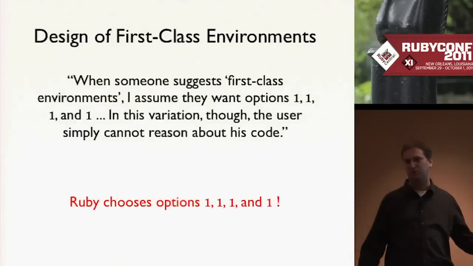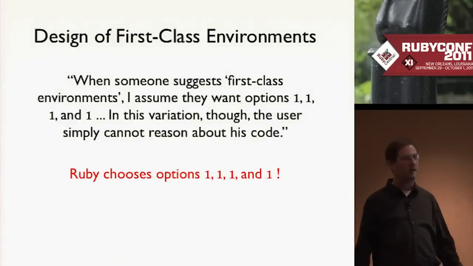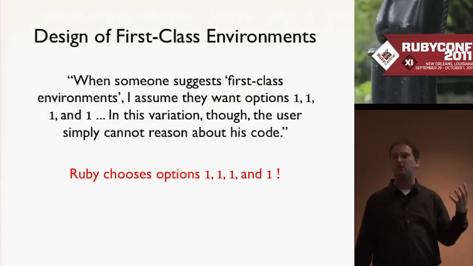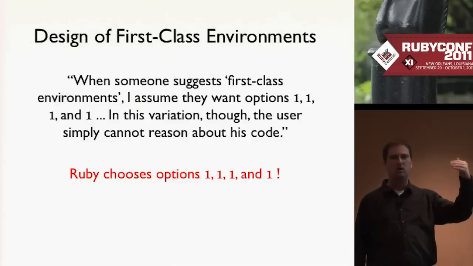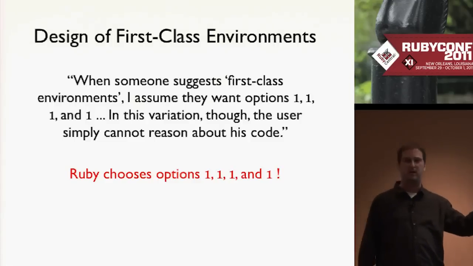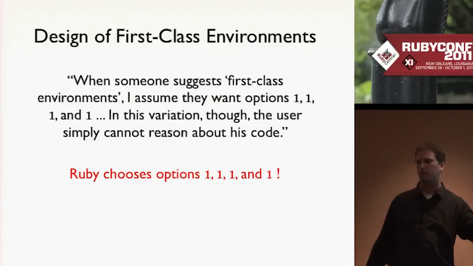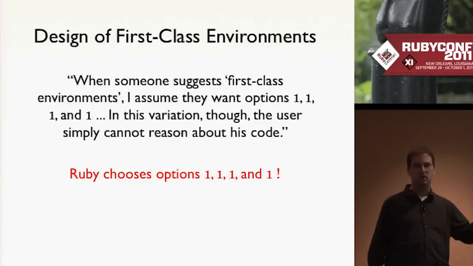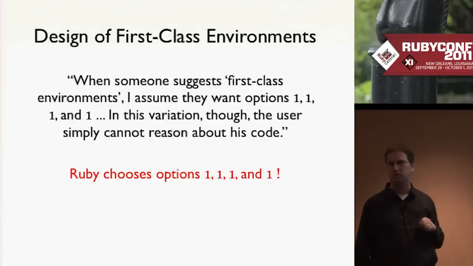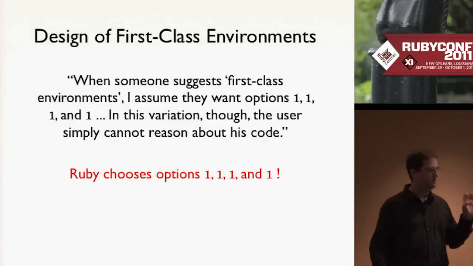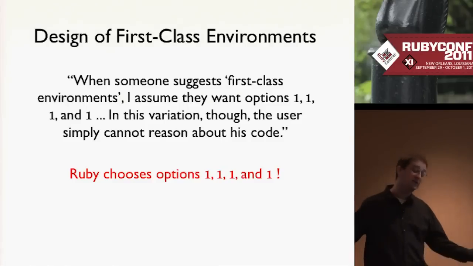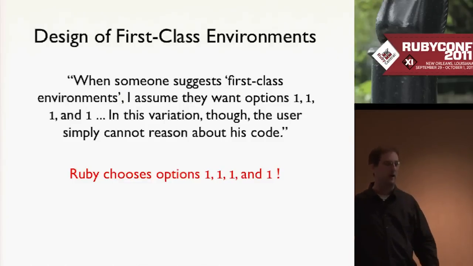Ruby chooses options 1, 1, 1, and 1, right? And again, it's very understandable when you approach these questions one at a time. Why wouldn't I allow all of the bindings to be in scope? Why wouldn't I allow them to all be mutable? It's only when you consider them as a whole and the implication of choosing one for all of those questions that you understand just how dangerous this is. Okay, so this is the problem. What do we do about it?